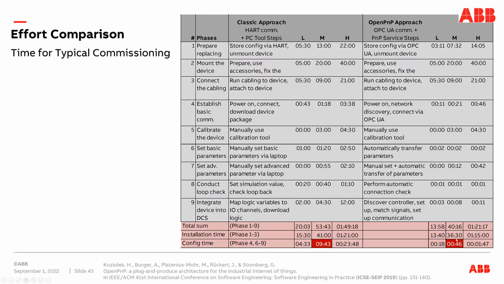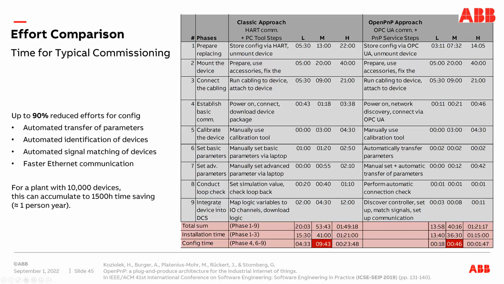So not exactly the 10 seconds we were aiming for, but actually this is a very good reduction of more than 90% based on the automated transfer of the configuration parameters, the automated identification of the devices in the network, and the automated signal matching between the controllers and the devices. Of course, this is also supported by the faster Ethernet connection that we are using compared to the formerly analog connection. But all these factors combined sum up to a 90% time reduction, and there's also a cost reduction. If you imagine a plant with 10,000 devices, this can accumulate to 1,500 working hours that you actually save.